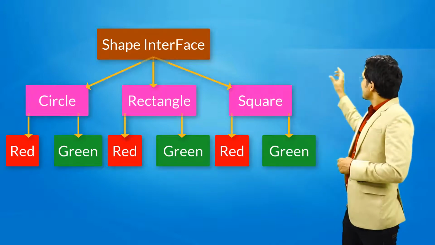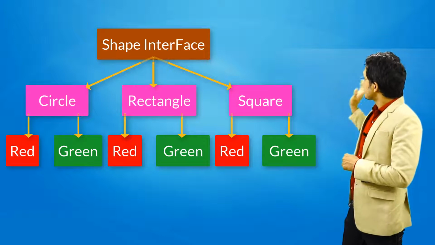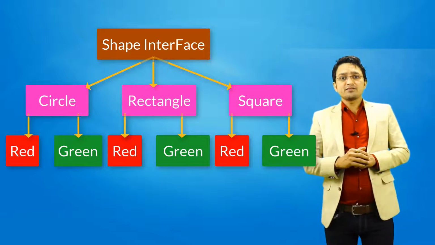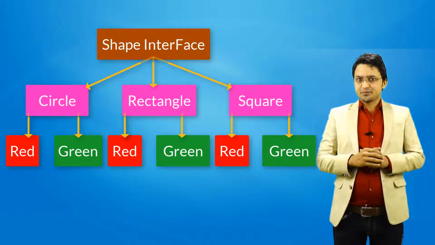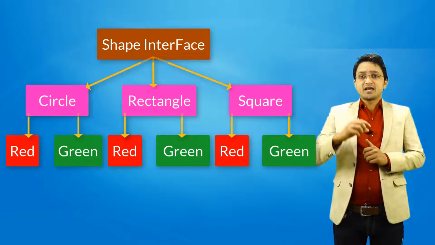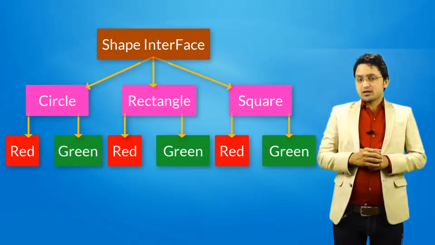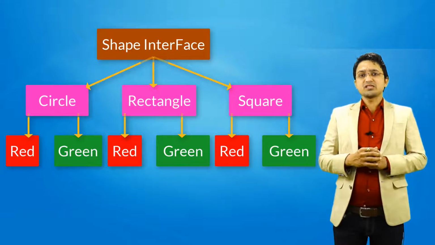So you can see here I have drawn one diagram. In that I have created one interface, and from that interface I have created three derived shape classes. And those shape classes are inheriting their color classes. So now you can question what the problem is in that. I will tell you guys.